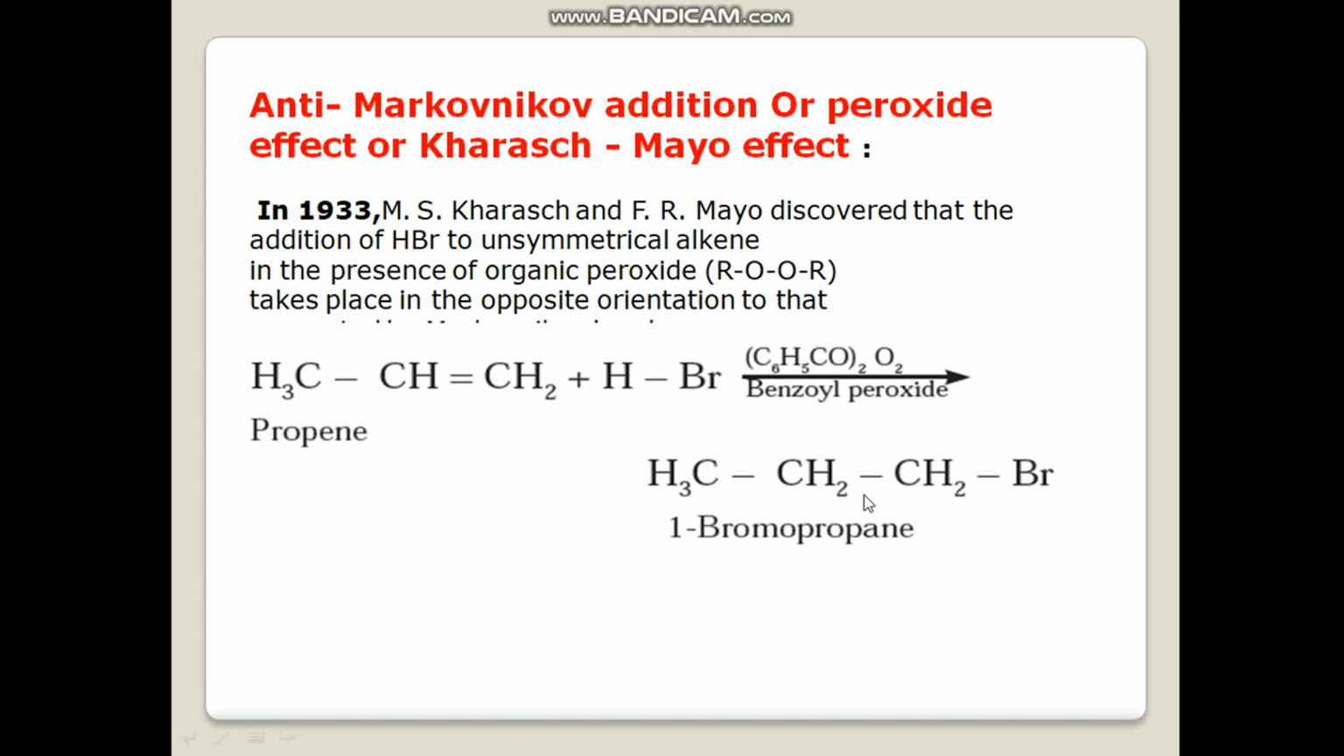It's an anti-Markovnikov rule. See the product, 1-bromopropane: 1, 2, 3 carbon atoms. Therefore it's propane and bromine is attached to the first carbon atom. Therefore 1-bromopropane is formed, and benzoyl peroxide is used.